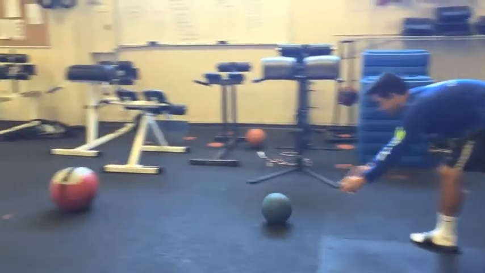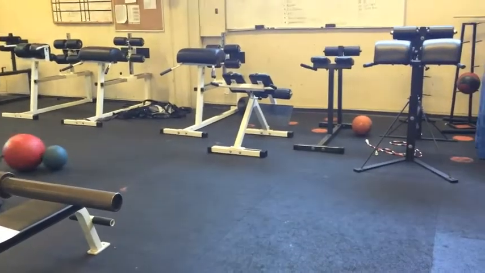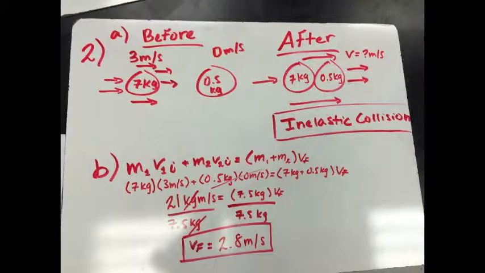A medicine ball rolls at 3 meters per second and hits a stationary ball. The two balls now move as one. The moving ball has a mass of 7 kilograms and the stationary ball has a mass of 0.5 kilograms. The momentum conservation diagram just shows the situation at the before situation where they're apart, and the after situation, now they're moving as one.